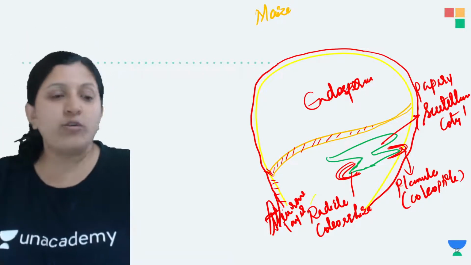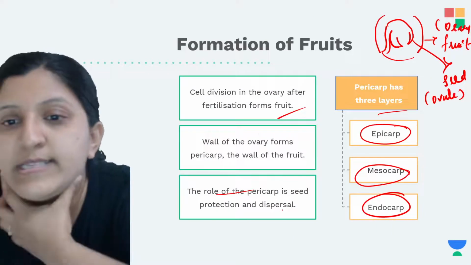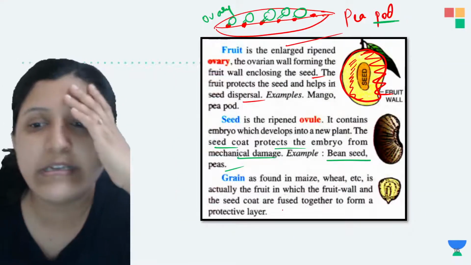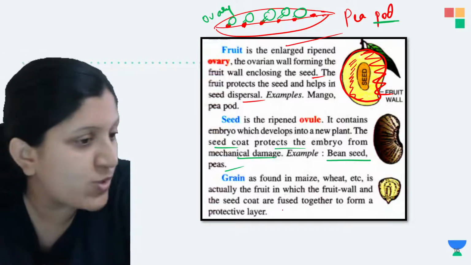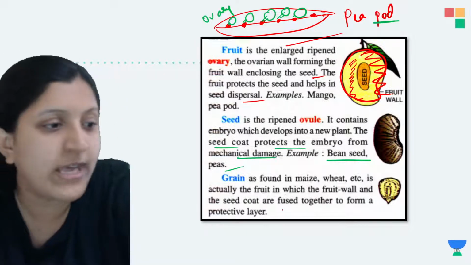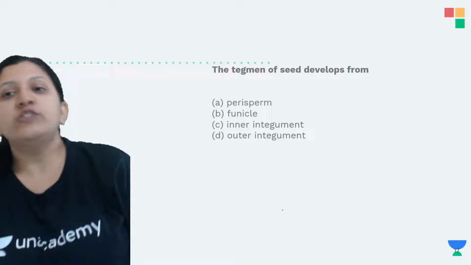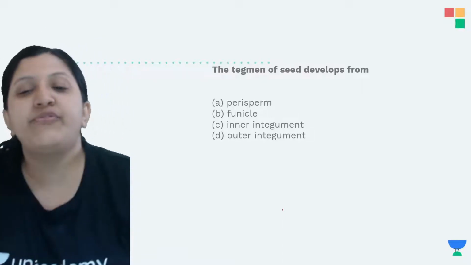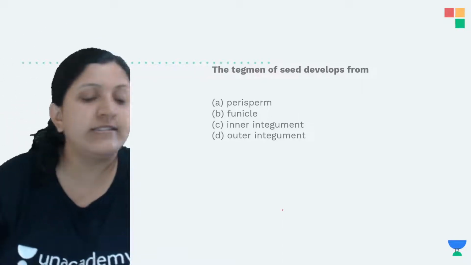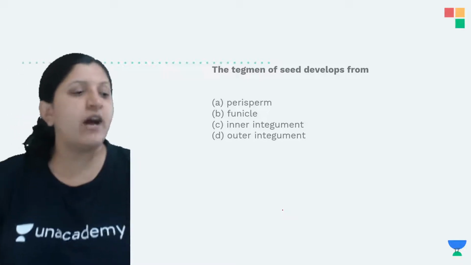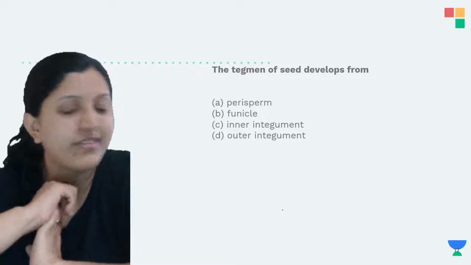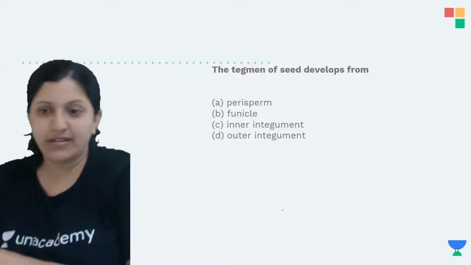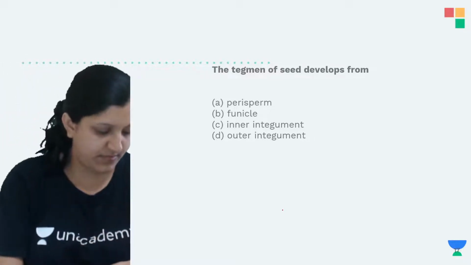So this is about the concept. Let's have a look at this. The fruit wall is combined and the seed coat is combined. Both of them together we call a grain. Now, the tegmen of seed develops from. So testa and tegmen. Any idea what is the answer for this one? Any of you? No idea.